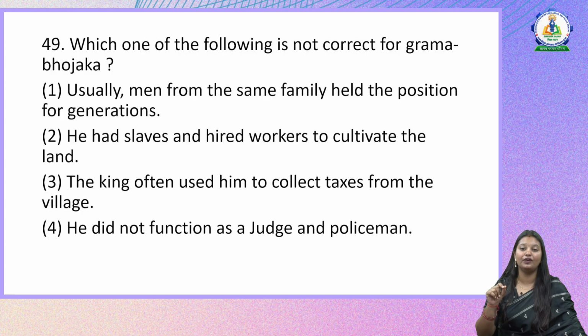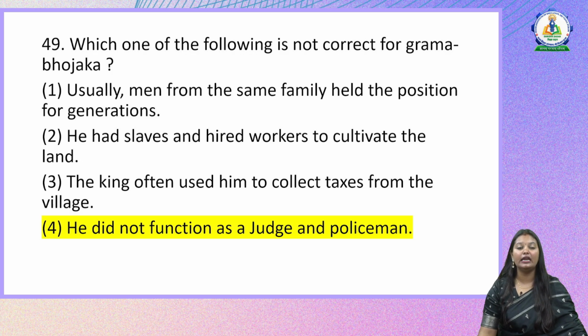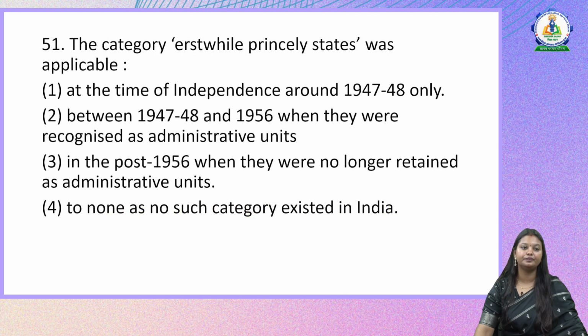Now we need to identify which is not correct about him. So the right answer here is option 4. He did not function as a judge and policeman, and all the 3 other statements are true about Grama Bhojaka. Now let us look at the next question.